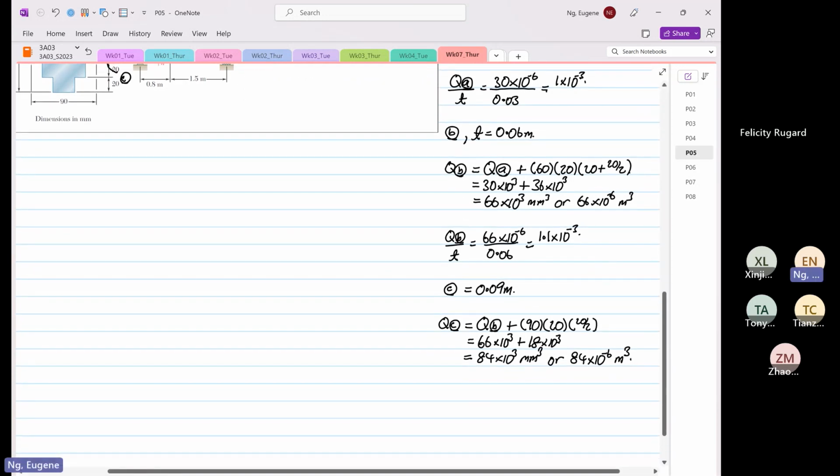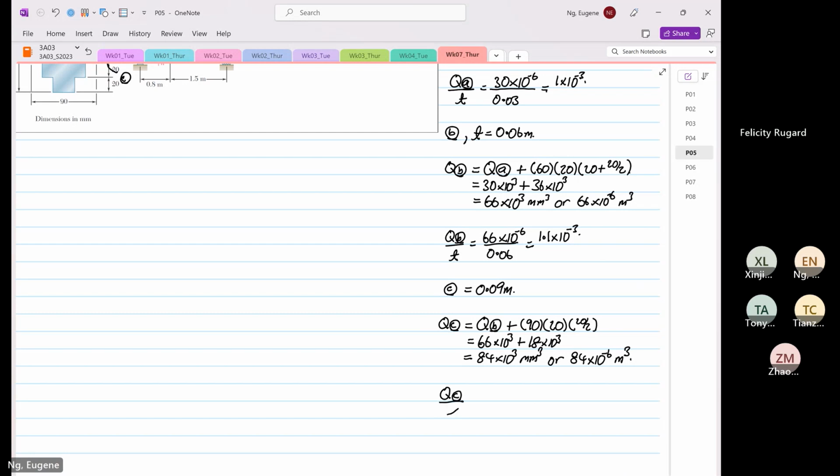Finally, you look at the QC at point C over T. So this is 84 times 10 to the power minus 6 divided by the thickness, which is 0.09. So 84 power minus 6 divided by 0.09 is equal to 0.933 times 10 to the power minus 3. And 66 power minus 6 divided by 0.06 is equal to 1.1.